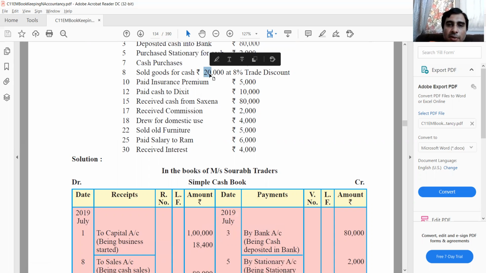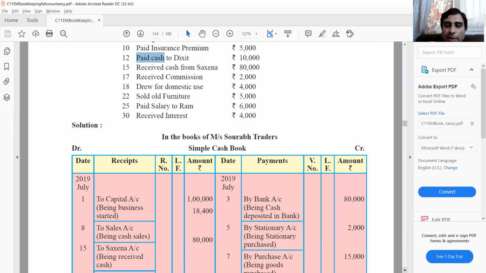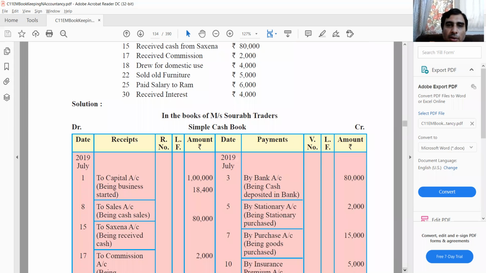Trade discount is never reflected in the books of accounts. The actual money you received was 18,400 and not 20,000. So you will show 18,400. Paid insurance premium, money goes out, right hand side. Paid cash to Dikshit, so money went out, so right hand side. All these entries will come on the right hand side. Now, interestingly, your name of Dikshit will not come.